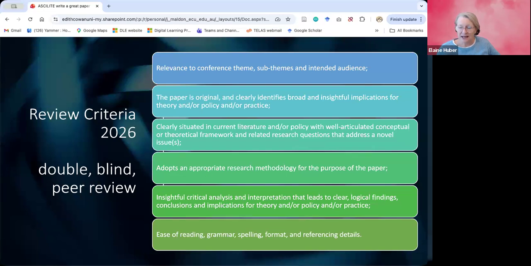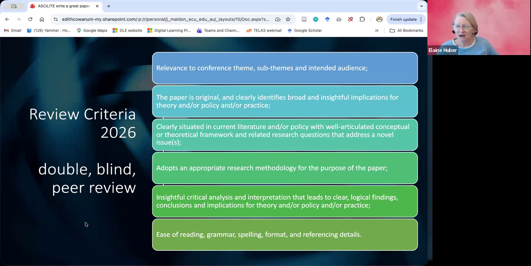The fourth one says adopts an appropriate research methodology for the purpose of the paper. And again, if it's a theoretical paper, it might not have a research methodology that's similar to, these are the participants, this is how we collected the data, this is our ethics approval details, etc. So again, just think about what type of paper you're writing. And we're looking for critical analysis and interpretation, and then an overall ease of reading, formatting. We use APA 7 for the referencing style in our papers.